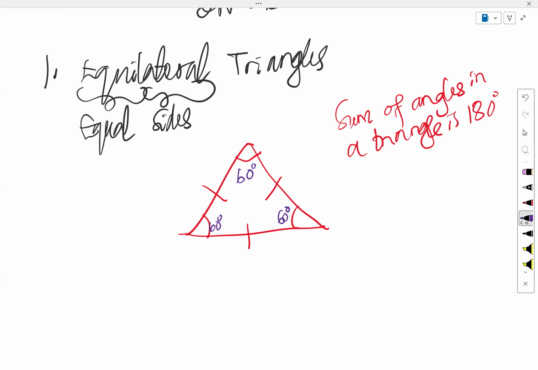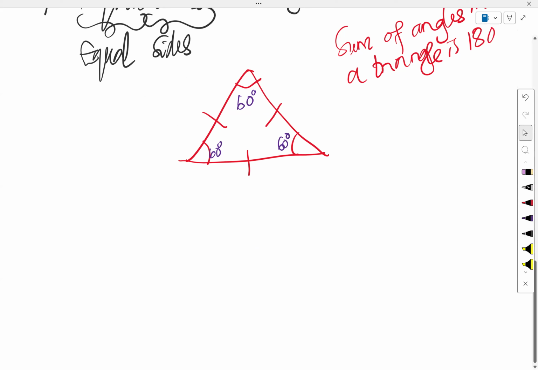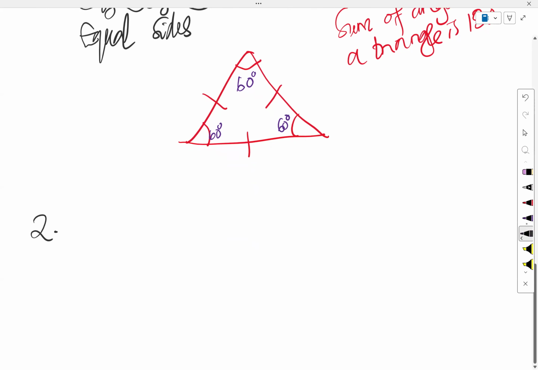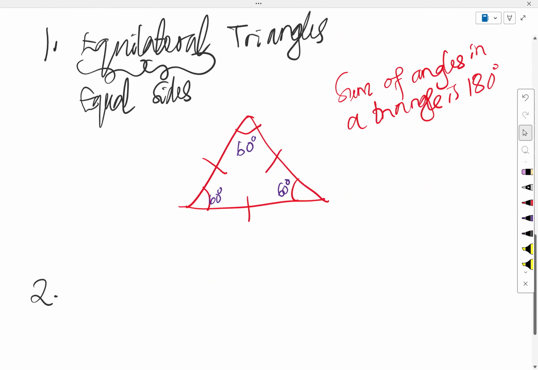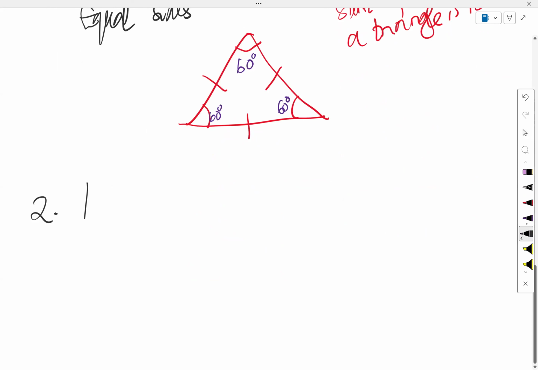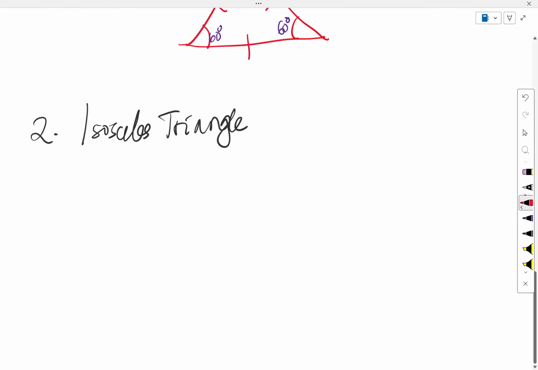Okay, so let's talk about the second type, based on classification by sides now. Let's talk about the isosceles triangle. In the case of an isosceles triangle, you have two sides equal, like this side and this side are equal, but the third side is different. So you have two equal sides, and then you have the third side different.